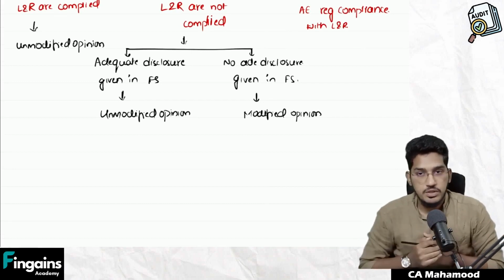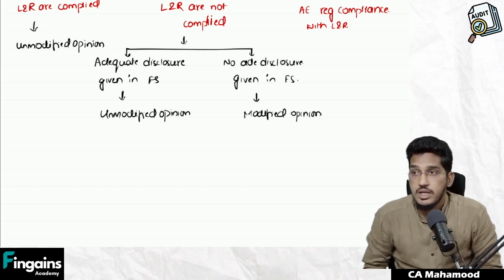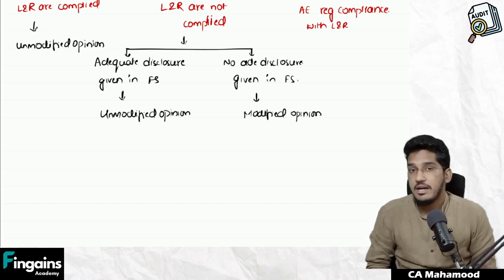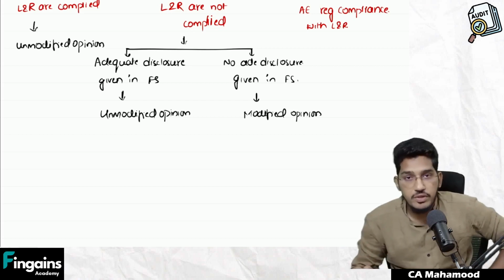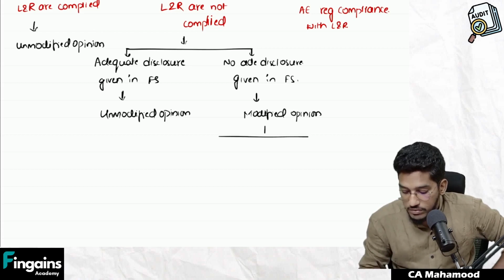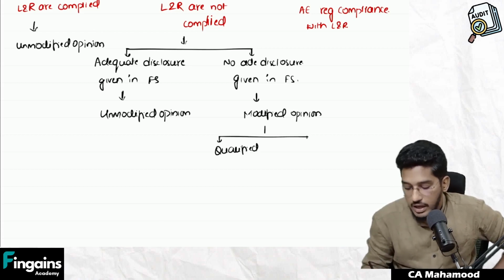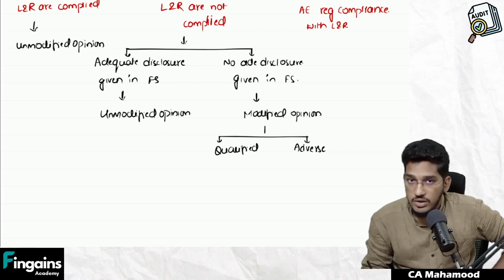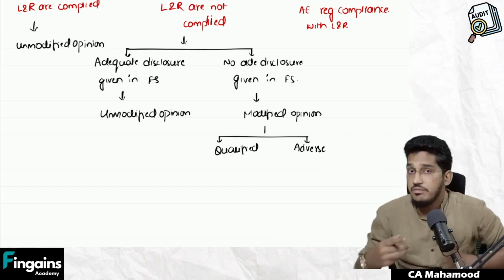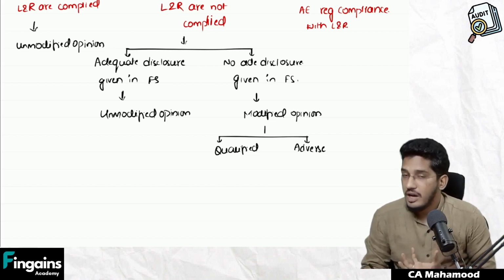Now I will ask one more question. Modified opinion, agreed. Which kind of modified opinion? In modified also we have three categories: qualified, adverse, disclaimer. Which kind of modified opinion will be given here? See here, modified opinion will be given, but that modification will be either qualified opinion or adverse opinion. Why? Because of the availability of audit evidence. We have audit evidence that some laws and regulations are not complied and no adequate disclosure is given. We have evidence for that. If there is evidence, we will give either qualified or adverse.